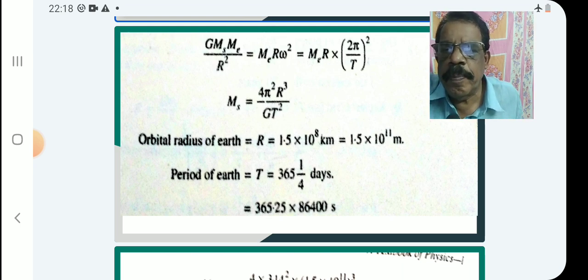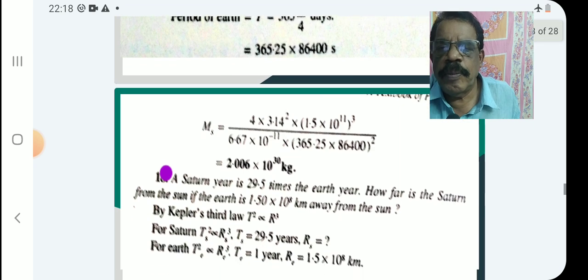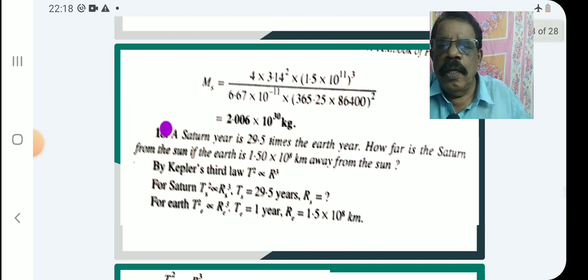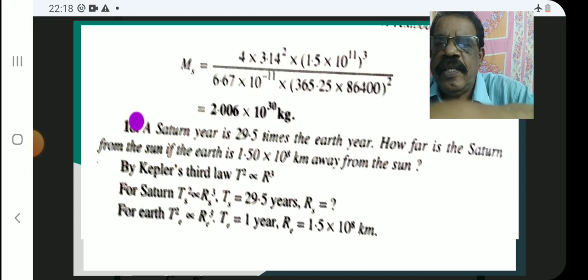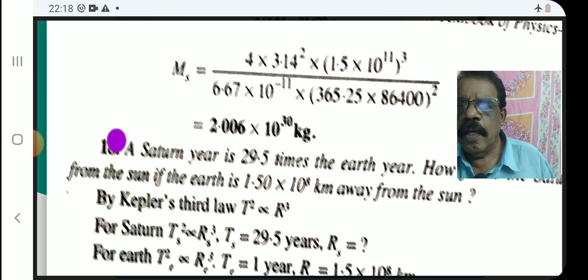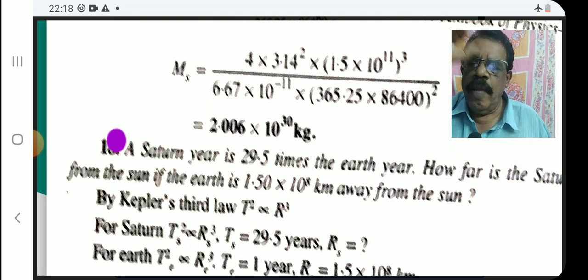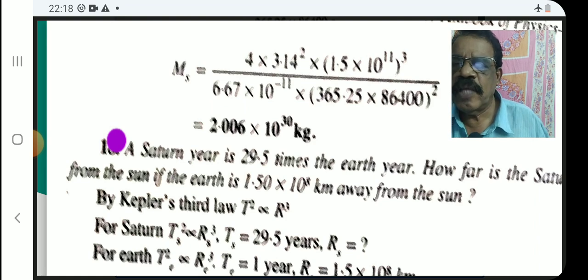That is equal to 1.5 into 10¹¹ meter. Period is 365 and 1/4 days. That we convert into seconds, 365.25 into 86,400 seconds. Substitute the values, we get M is 2.006 into 10³⁰ kilogram. As a memory aid, you can remember mass of Sun is about 2 into 10³⁰ kilogram.